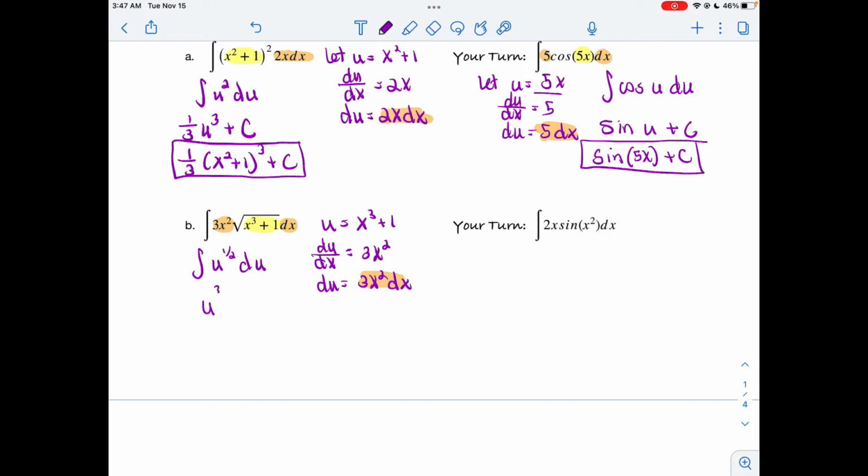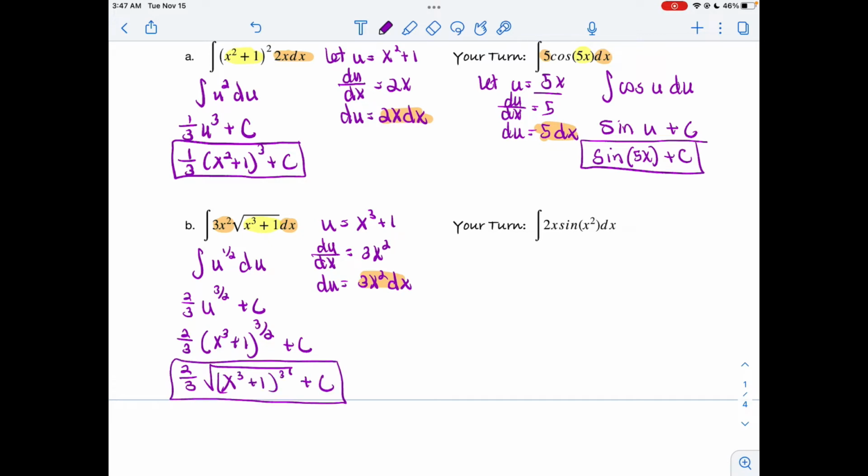And then I'm going to integrate this, and so that's going to be 2/3 u to the 3/2 plus c, which is 2/3, and u, we have to go back to our x variable, remember, is x cubed plus 1 to the 3/2 plus c, which gives us 2/3 the square root of x cubed plus 1 quantity cubed plus c. All right, I want you to try the next example.